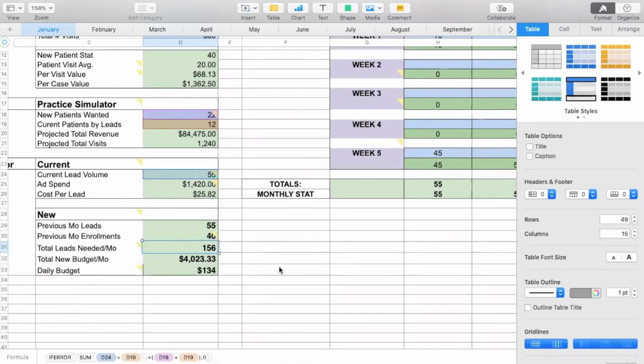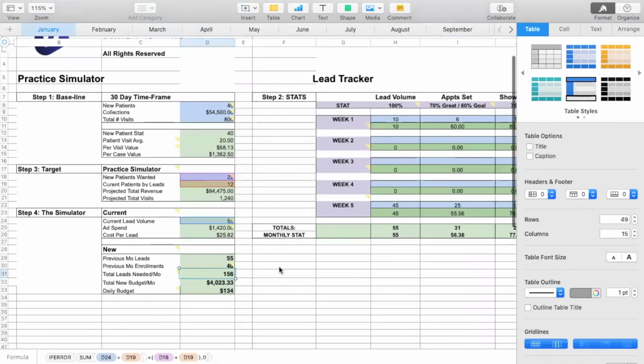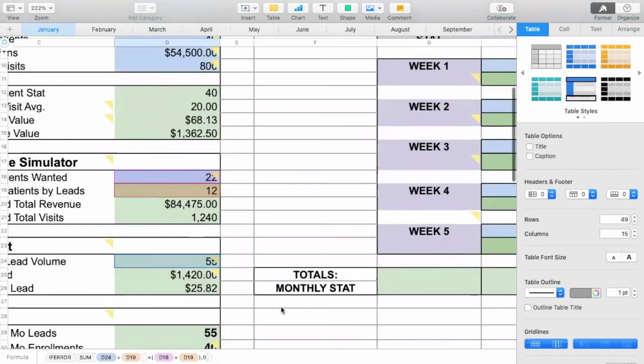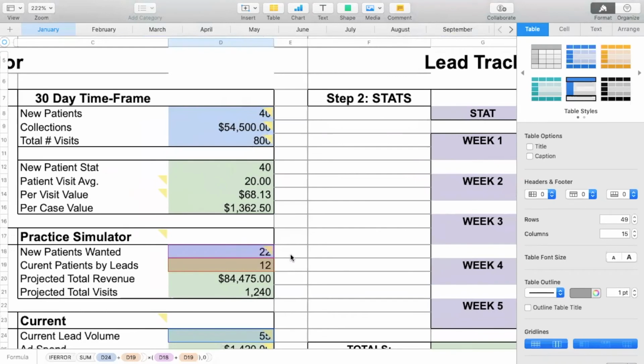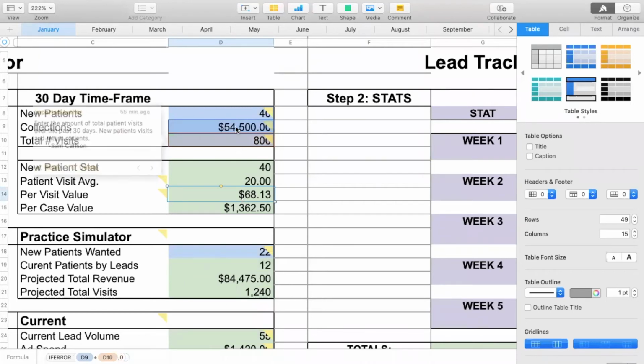Now, what's interesting is, if you're a doc in here, you might ask, what if we change a couple things up here? Let's say we were to meet with a consultant or coach and say, hey, these are our numbers. How can we get our per visit value up? Let's say we were able to get that from 54 to 64.